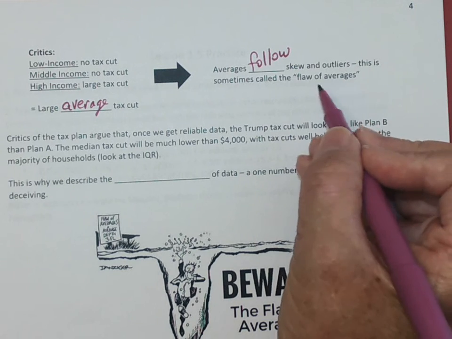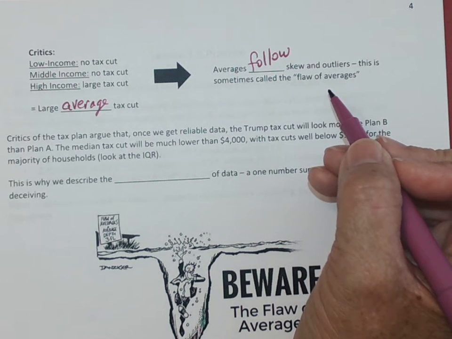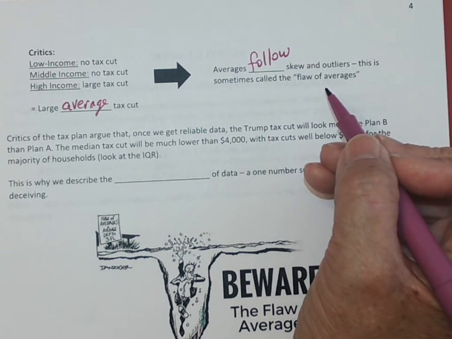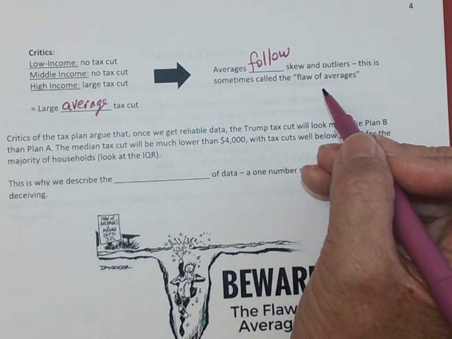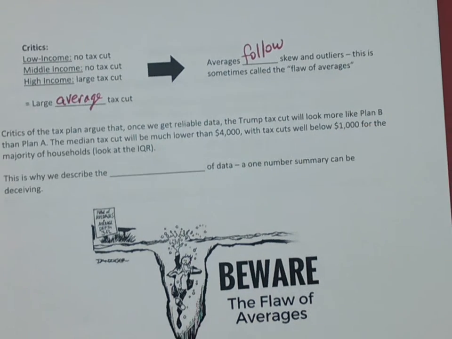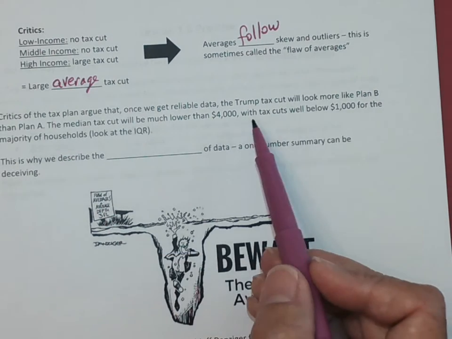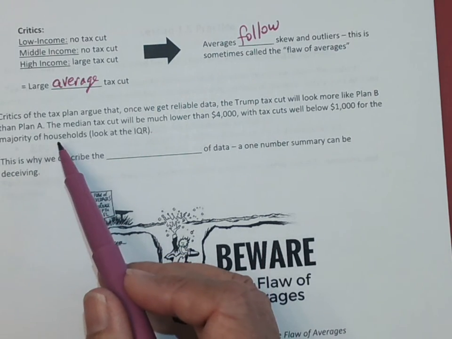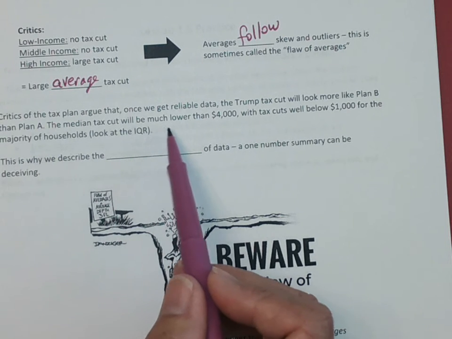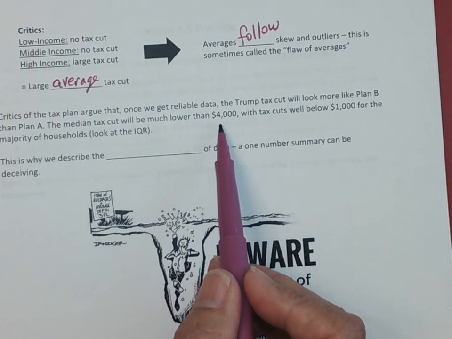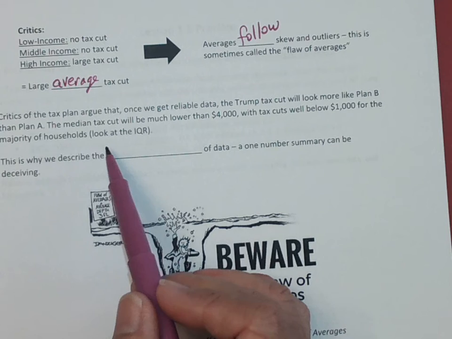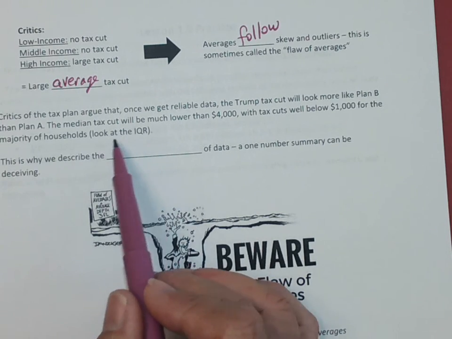So we don't always want to talk about averages because that can distort what is really going on for the majority of our data. Critics of the tax plan argue that once we got reliable data, the Trump tax cut looks more like Plan B than Plan A. The median tax cut would be much lower than 4,000, with tax cuts well below 1,000 for the majority of households. Again, looking at the IQR to get that.